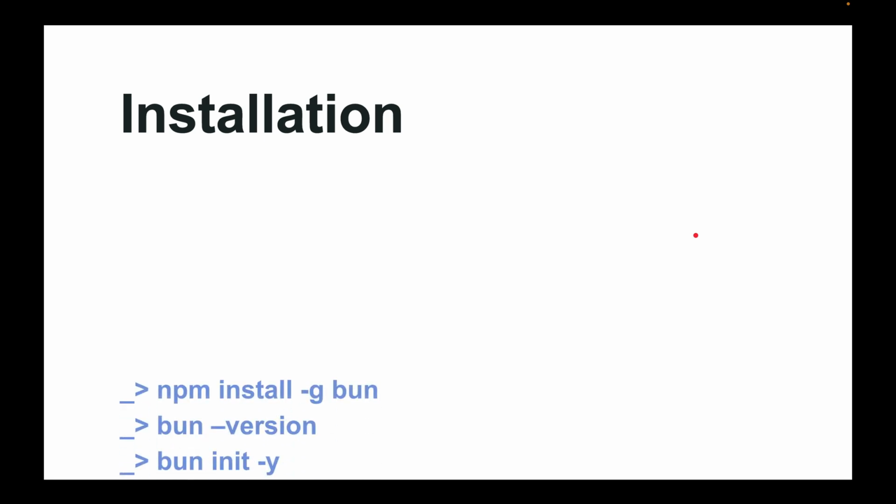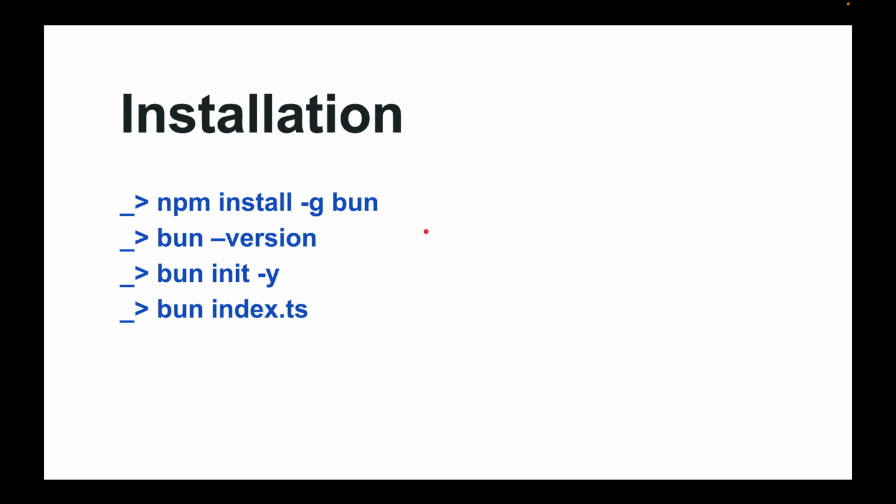Now it's time to create a Bun project and create a REST API. So these are the commands. We have to install Bun globally in our system using npm install -g bun, and then we can verify which version of Bun we have installed.